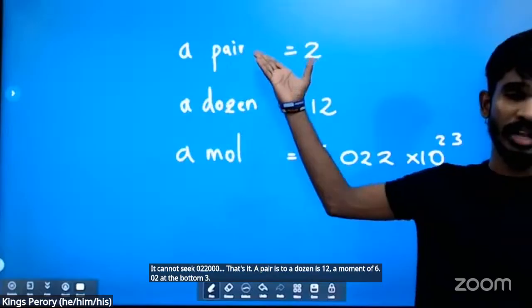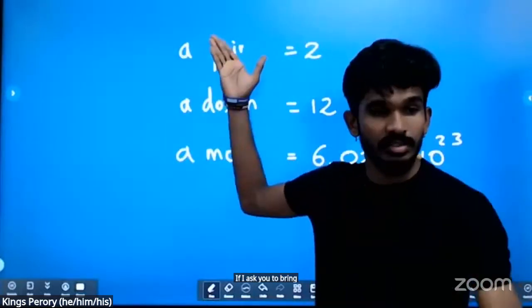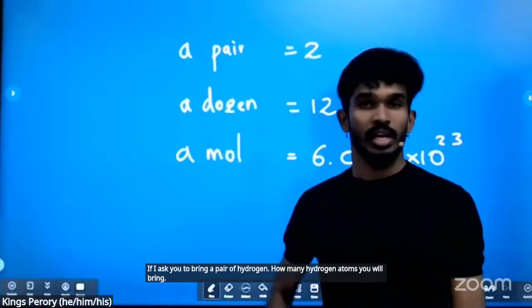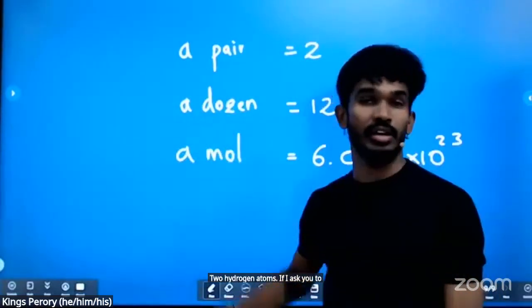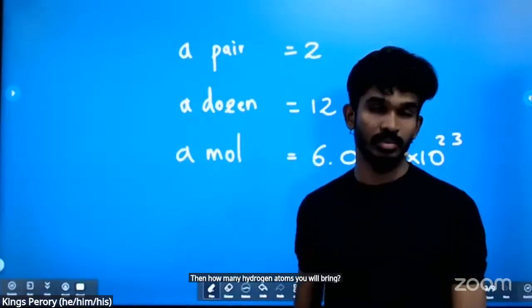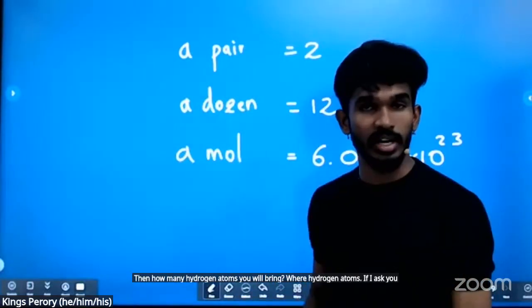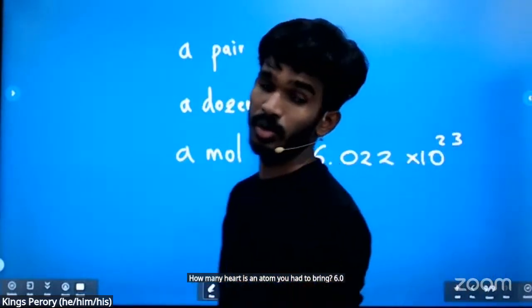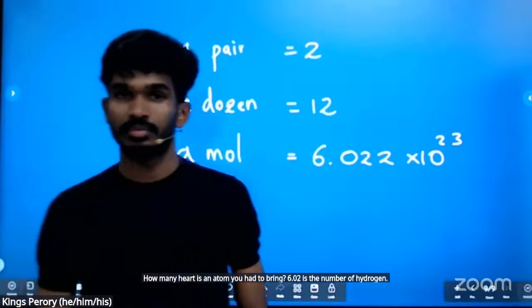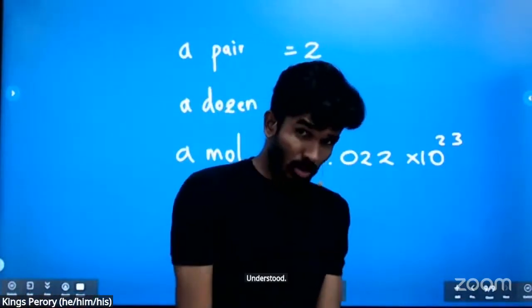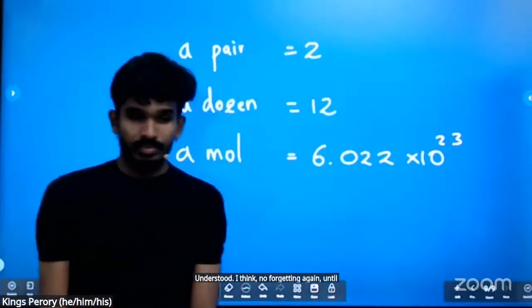If I ask you to bring a pair of hydrogen, how many hydrogen atoms you will bring? 2 hydrogen atoms. If I ask you to bring a dozen of hydrogen, how many hydrogen atoms you will bring? 12 hydrogen atoms. If I ask you to bring a mole of hydrogen atoms, how many hydrogen atoms you have to bring? 6.022 into 10 to the power 23 number of hydrogen atoms. Understood?